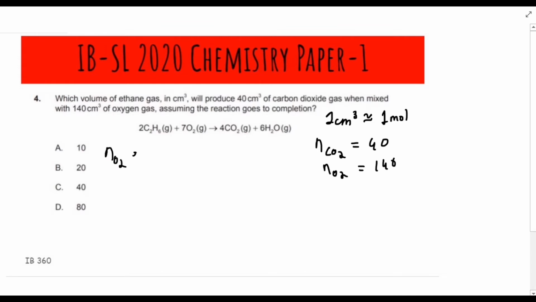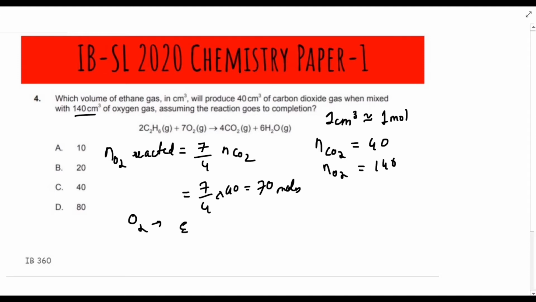So O2 required or reacted is basically 7 by 4 times the CO2, that is 7 by 4 times 40, that is 70 moles. So basically out of this 140 centimeter cube or 140 moles, only 70 moles of O2 has reacted. So O2 is the excess reagent. Now as O2 is the excess reagent, obviously ethane would be the limiting reagent.